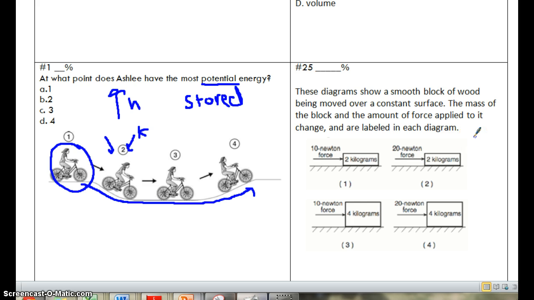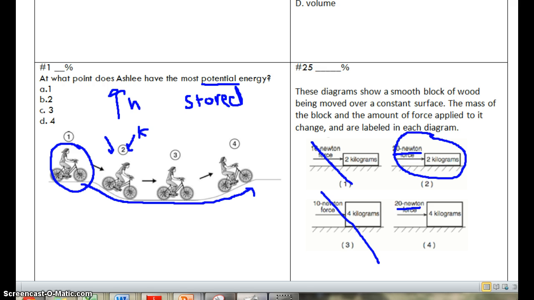Let's look at number 25. We have forces applied to 3 different blocks, and we want to know which one will accelerate, meaning which one will speed up the most. Well, we know we need the most force, so we know it's not 1 or 3 because we need 20 newtons of force. So that's going to help us move things faster. Now, if you put 20 newtons on something that weighs 2 kilograms, the small block, or 20 newtons on the big block, 4 kilograms, which one is going to move faster? Well, the one that has less weight to move. If you move something and it doesn't weigh a lot, it's going to move a lot faster. Your answer was B for that one. We're going to move on.